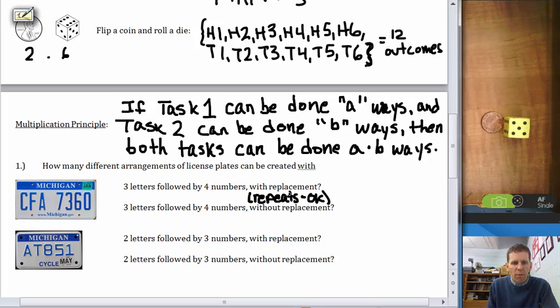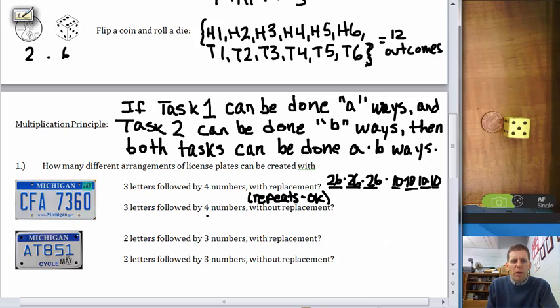Or letters as well. So if you start with 3 letters, there are 26 letters of the alphabet, so you could choose any of 26 letters for each of these first 3 characters. Then for digits, you could use the numbers 0 through 9. There's 10 numbers there altogether, so for each number, you have your choice of 10 different digits. So we're going to be multiplying 26 cubed times 10 to the 4th power and getting a value there.